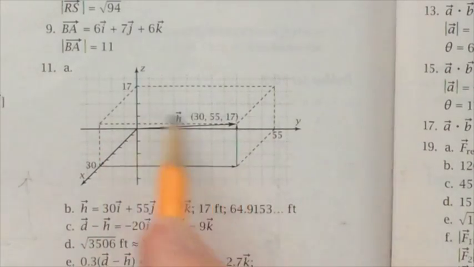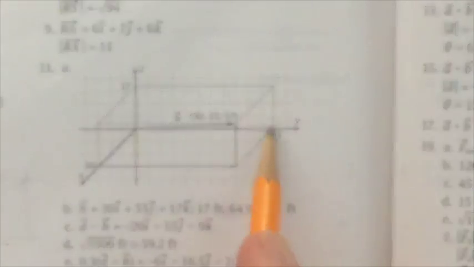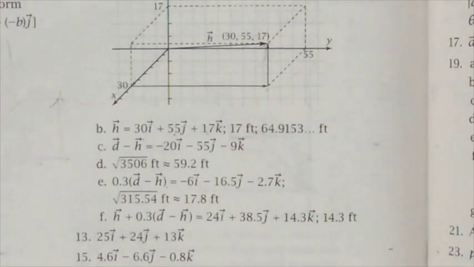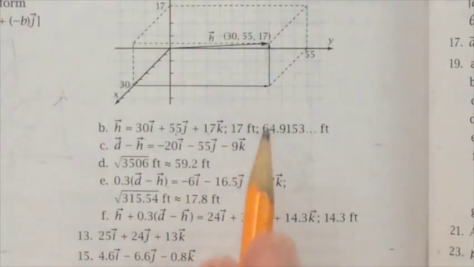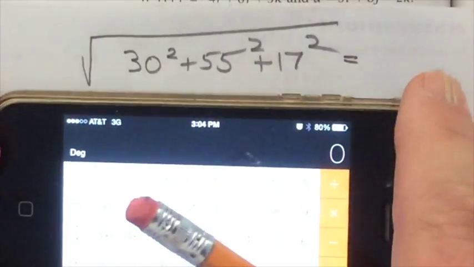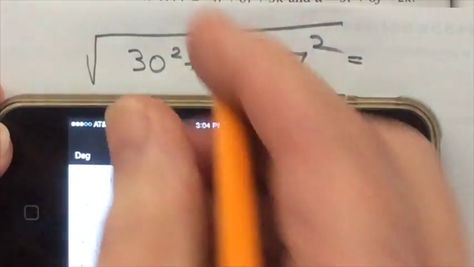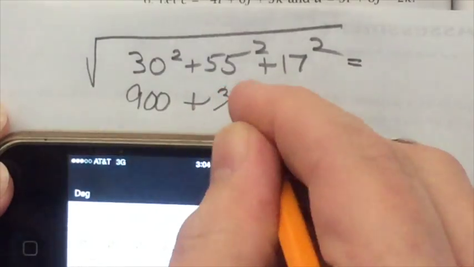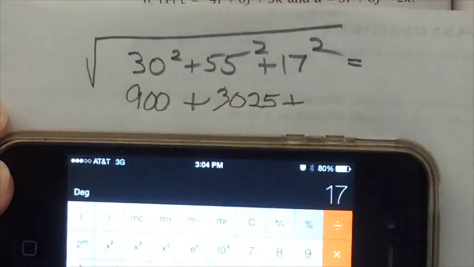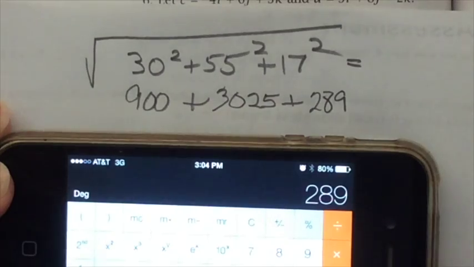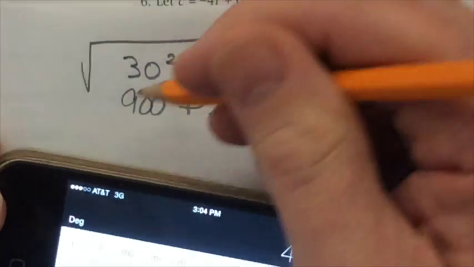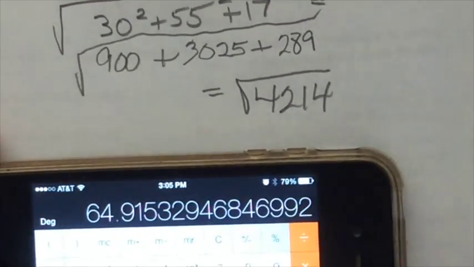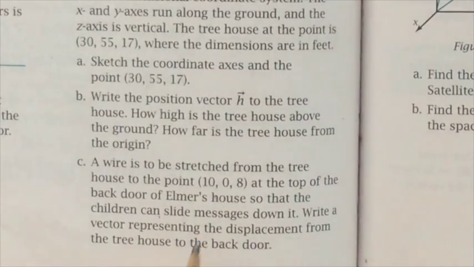The 17 is the vertical component. So that's going to be the answer to how far above the ground is the treehouse. It's going to be 17 feet. In order to get the distance from the treehouse to the house, you need the 3-dimensional Pythagorean theorem again. These are the numbers. You square them, you add them together, you get the square root. And the answer is about 65 feet.